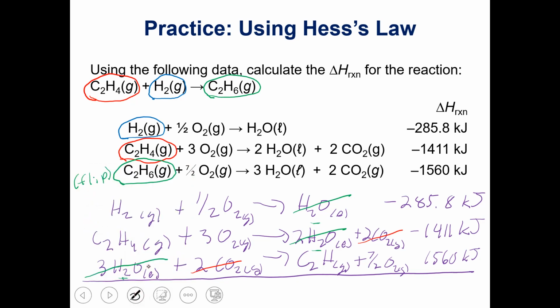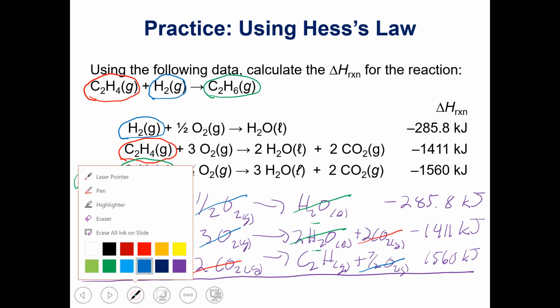And we can also do the same thing if we look at the O2s. We have 1/2 O2 plus 3 O2s here. So 3 plus 1/2 is 3.5. And we have 7/2 O2 in the bottom of this last equation. Well, 7 divided by 2 comes out to 3.5. So we can cancel out the 3.5 O2s here with 7/2 O2 there.